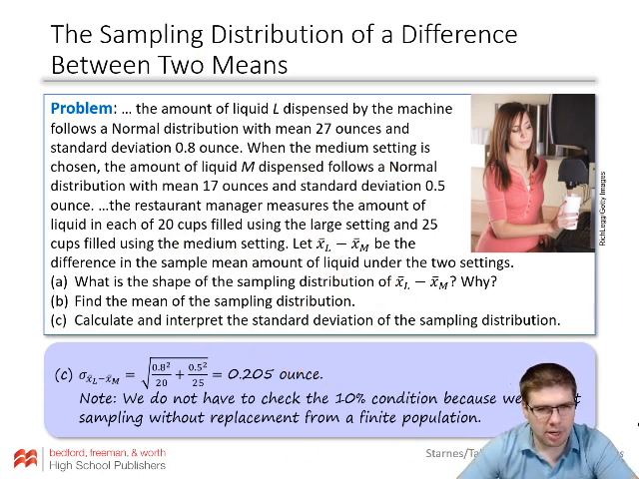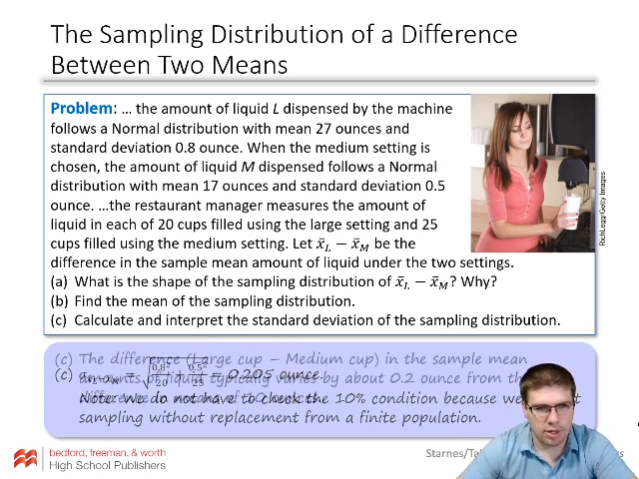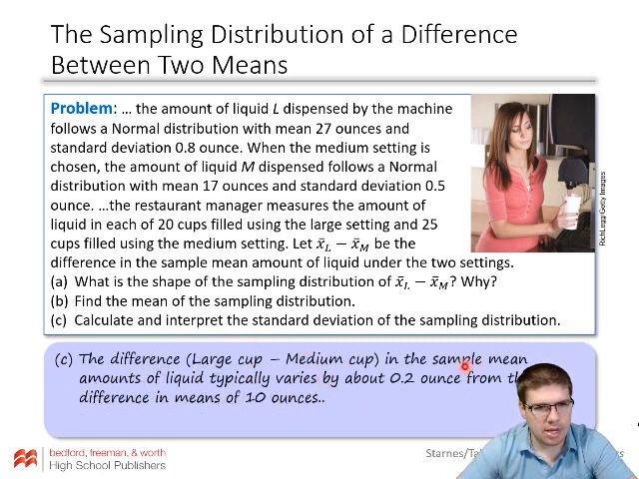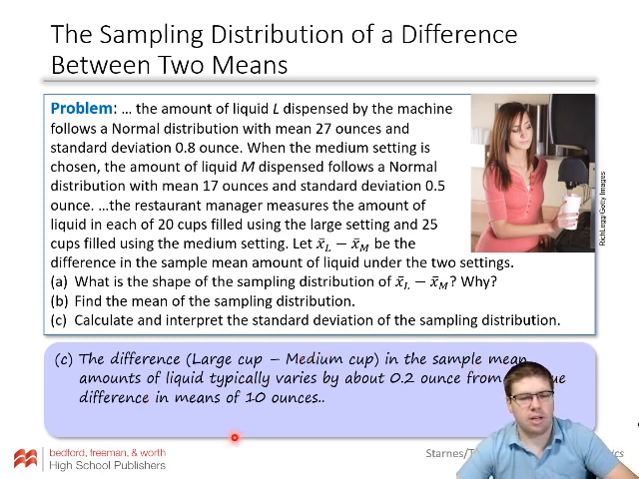And then finally, interpreting that standard deviation. So the difference tends to vary by about that much. So the difference, large cup minus medium cup, in the sample mean amounts of liquid typically varies by about 0.2 ounce from the true difference of 10 ounces.